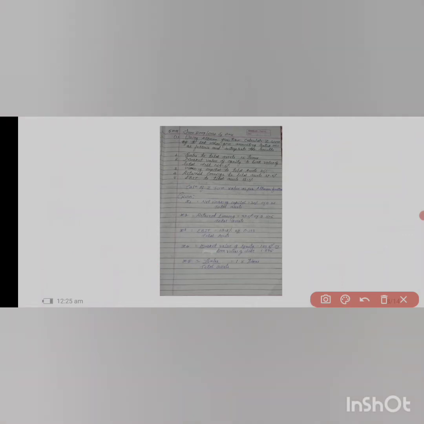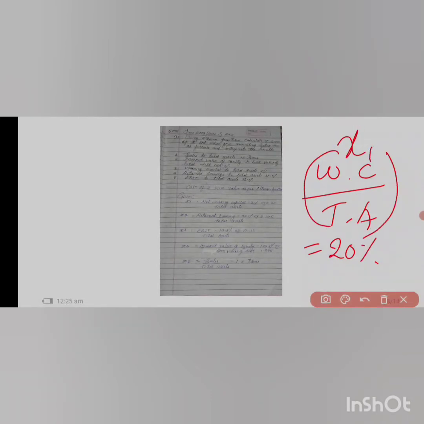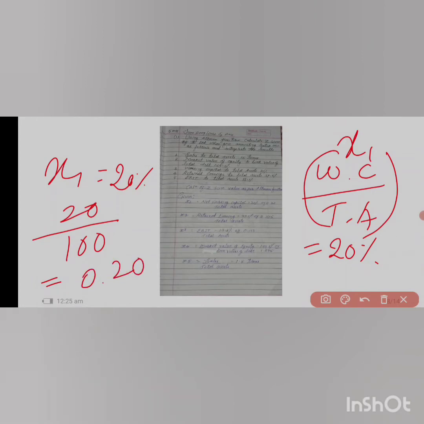Clear? Next, working capital to total assets, which is given to us as 20%. This is the formula of X1. So the X1 value is given as 20%. 20% means 20 divided by 100. We'll get 0.20. This is our X1 value.